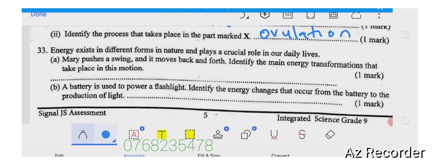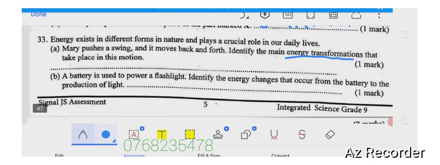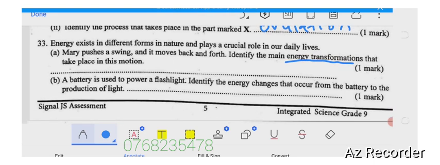Energy exists in different forms in nature and plays a crucial role in our daily lives. So Mary pushes a swing and it moves back and forth. Identify the main energy transformation that takes place in this motion. So this question is about energy transformation, which is grade 8 work. Energy transformation is the process by which energy is changed from one form to another.